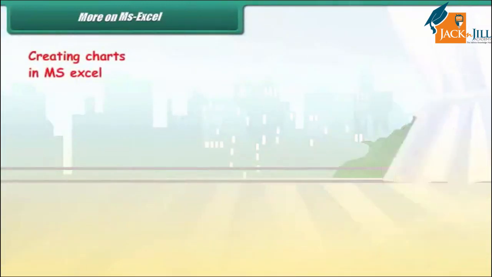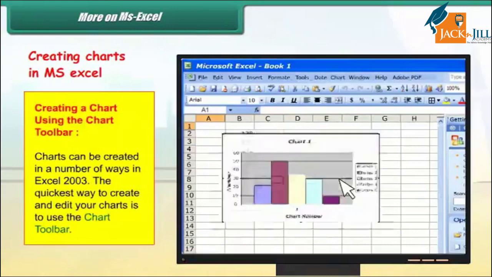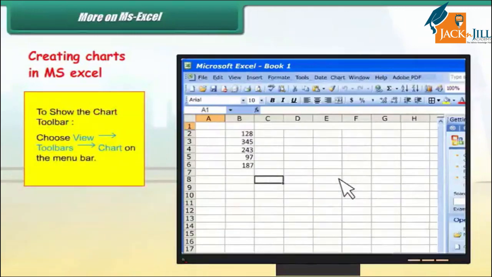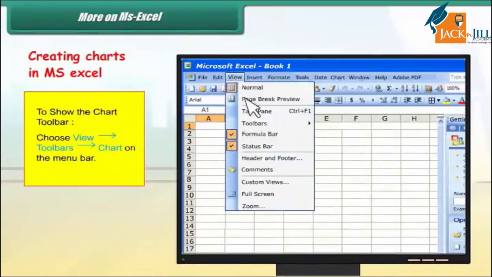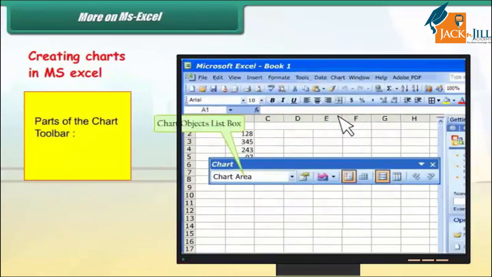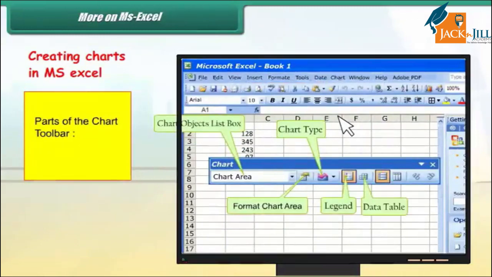Creating a chart using the chart toolbar. Charts can be created in a number of ways in Excel 2003. The quickest way to create and edit your charts is to use the chart toolbar. To show the chart toolbar, choose View, Toolbars, Chart on the menu bar. Parts of the chart toolbar: Chart Objects List Box, Format Chart Area, Chart Type, Legend, Data Table, By Row, By Column, Angle Text.